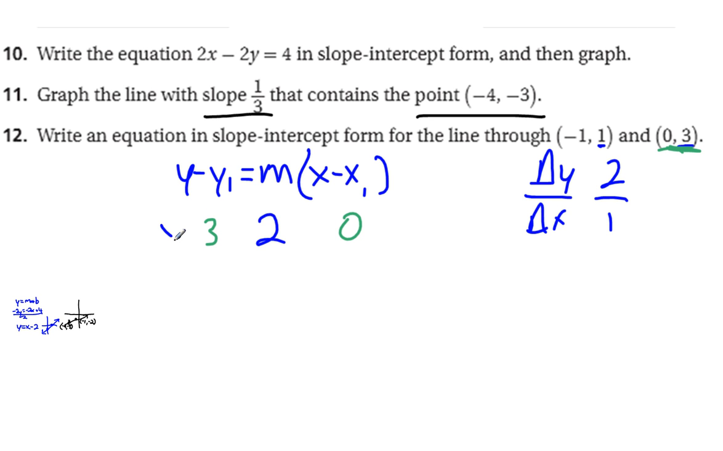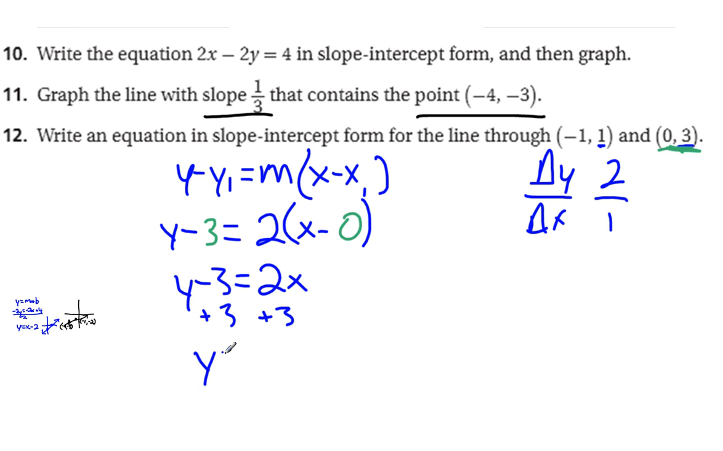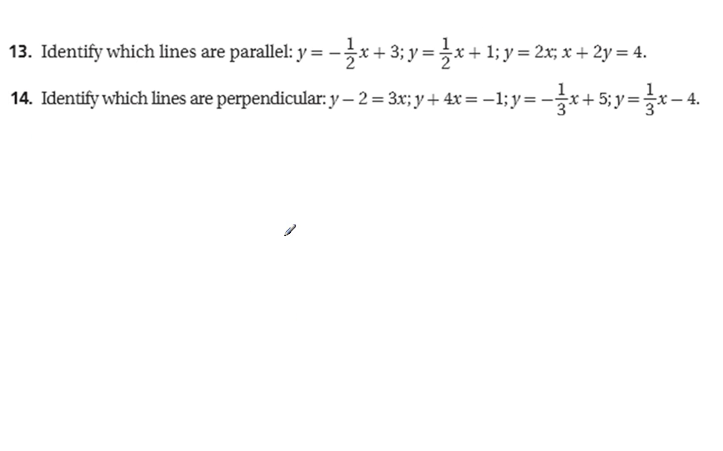Everything else stays the same, so y minus 3 equals 2 times x minus 0. We get rid of these parentheses here, so y minus 3 equals 2x. 2 times x is 2x. 2 times 0 is just nothing. So that's it. To get y by itself, we got to add 3. So our equation is going to be y equals 2x plus 3. That's it. Happy face. Alright, getting close.